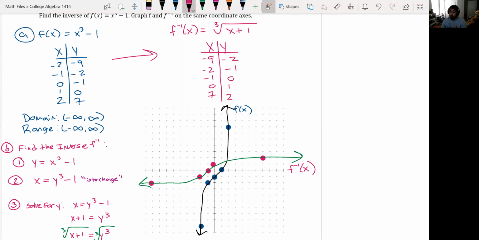And then one more thing to note is the domain and the range. Well, we see that this is a fully continuous function, and both tails, this tail is headed towards negative infinity, that tail is headed towards positive infinity. So if you looked at the domain and range for the original function and you swapped them, we're going to get the same exact thing for the inverse. So here, domain is negative infinity to positive infinity, range is negative infinity to positive infinity.